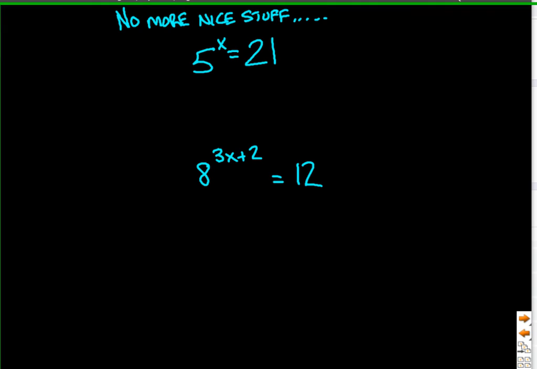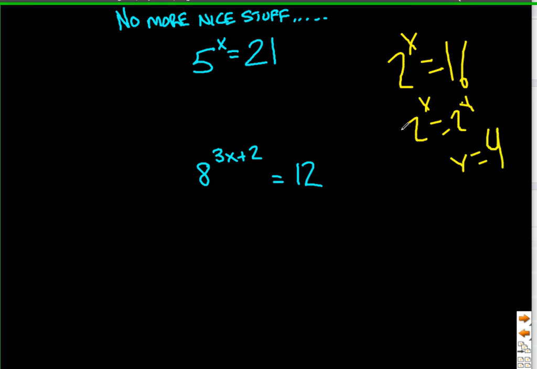Alright, so no more nice stuff. We were able to solve exponential equations by making like bases, not the case in every single problem. For example, there is no number that you can raise to a power and get 5, raise to another power and get 21. So, if you had 2 to the x equaled 16, you could have said, well, this is 2 to the x equals 2 to the 4th, and solve it like that by saying that then x has to equal 4, and you'd be done. Not the case with these guys, so here's how you're going to solve them.